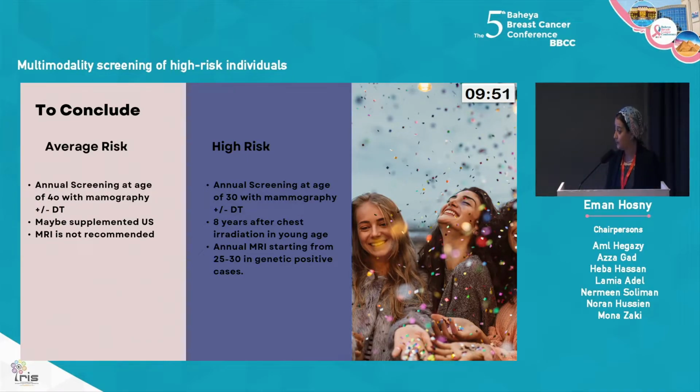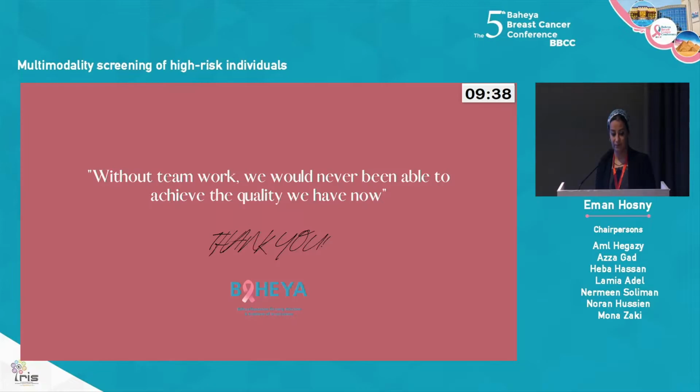In high-risk women, annual screening starts at age 30 with mammography and digital tomosynthesis, and 8 years after chest radiation, with annual MRI for patients with a positive or genetic family history. Without teamwork, we would never be able to achieve the quality we have now. Thank you.